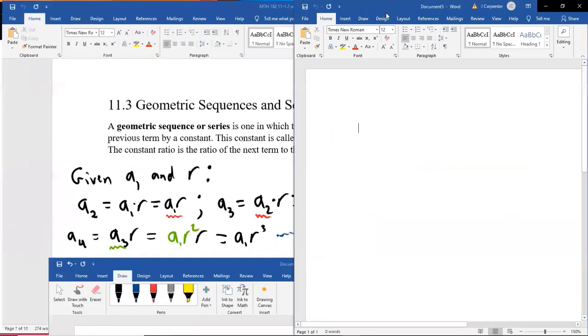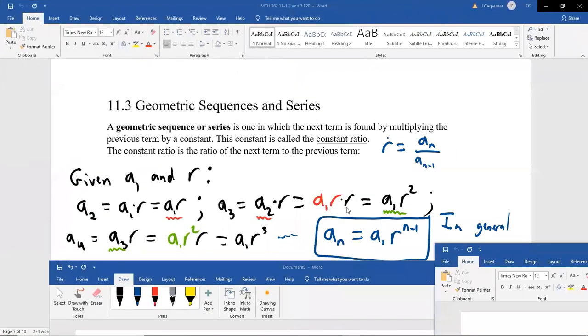So if you follow the pattern, in general, we can say that any nth term is just the first term times r to the n minus 1. So we're multiplying by that common ratio, that constant ratio, one less time than what we're trying to get to. So here's a formula that you can memorize, or quite honestly, if you ever forget it, you can develop it. But again, it makes sense. The way I think about this is that any term is the first term times the multiplier one less time.